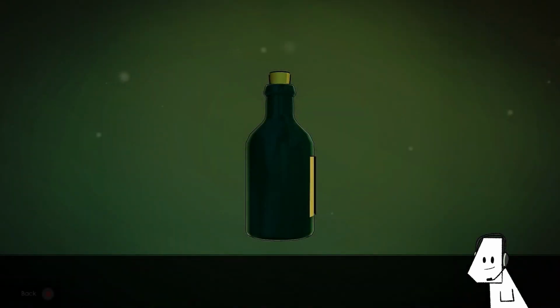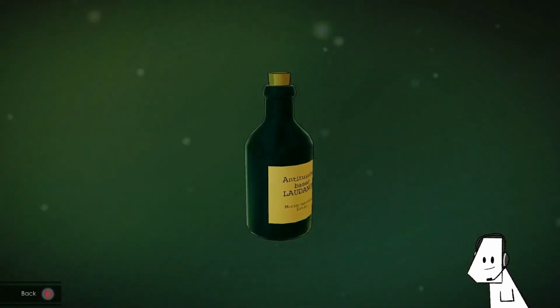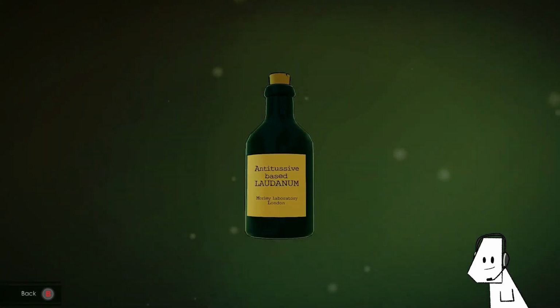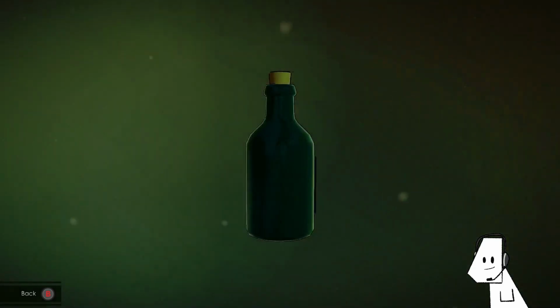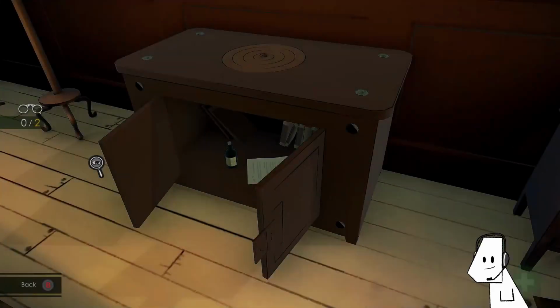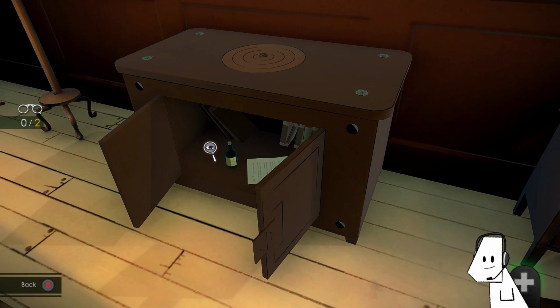Okay, what have we got here? Medicine. What sort? Antitussive-based laudanum. Okay, not sure what that is. I'm not a medical person, but I'm sure he'll tell us at some point.